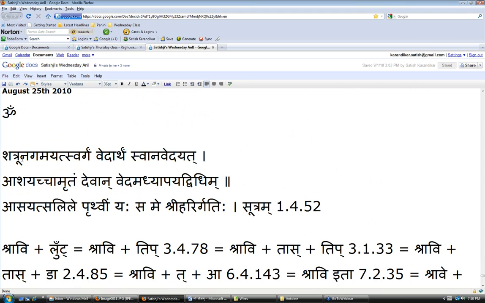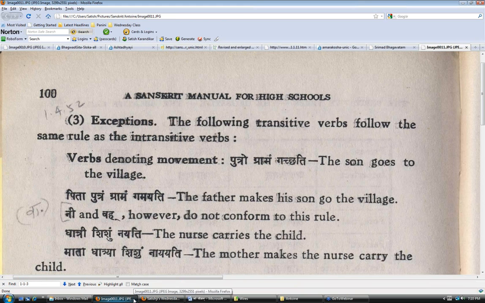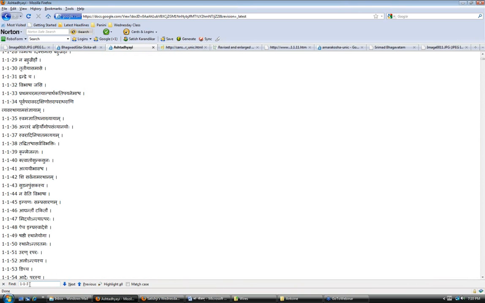Okay, so where this comes from is that if you look at, let's go to the Ashtadhyayi for a second. I hope all of you are using this nice Ashtadhyayi which we have, which is searchable and all that.